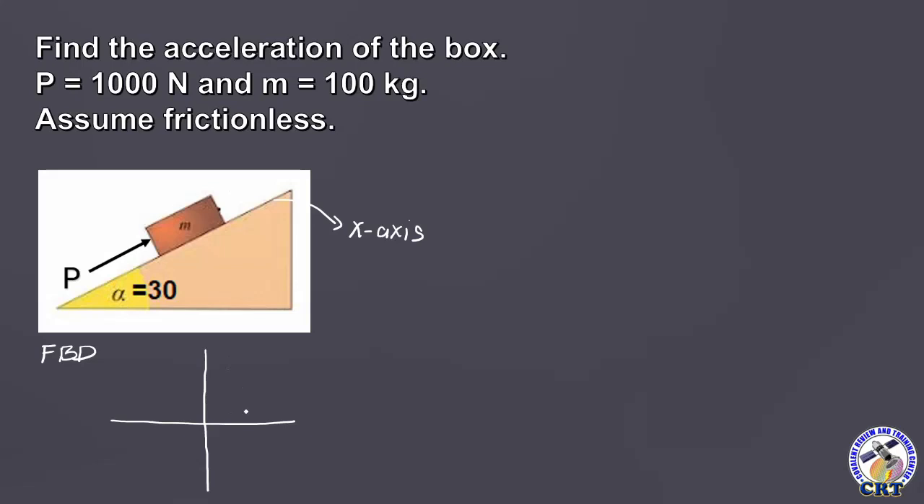So the direction of P is going in this direction. So the movement of the box is also going in this direction. Therefore, the acceleration is this, going to the right, and in parallel with the incline or the x-axis. While the effect of the weight of the box, it will be here in the third quadrant. So this is the weight of the box, and the given angle alpha is 30 degrees.